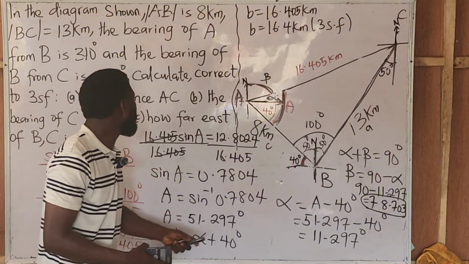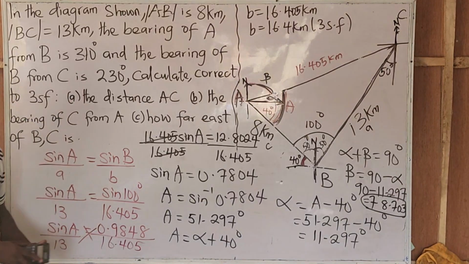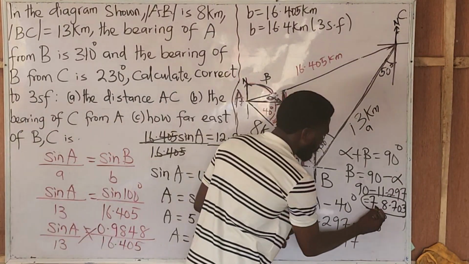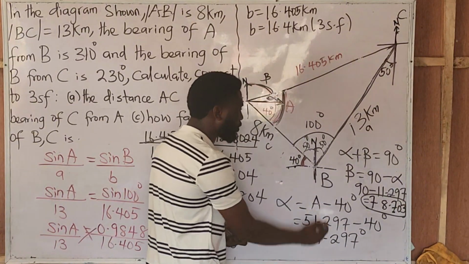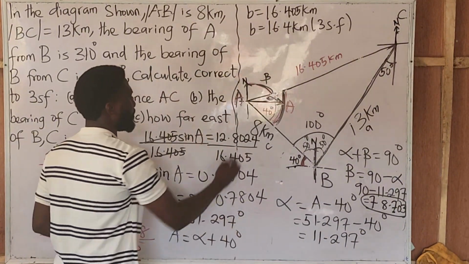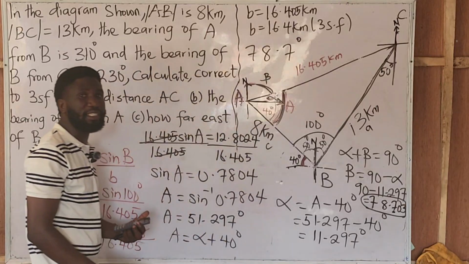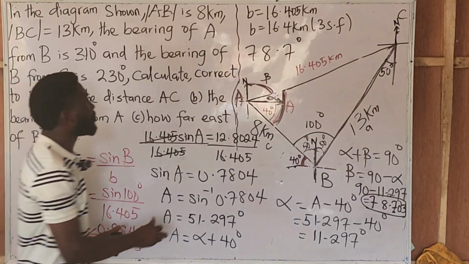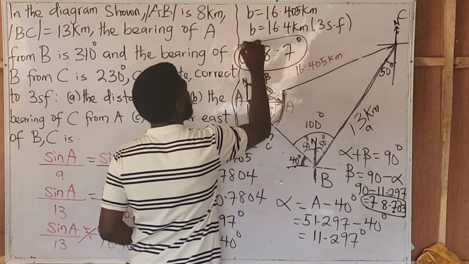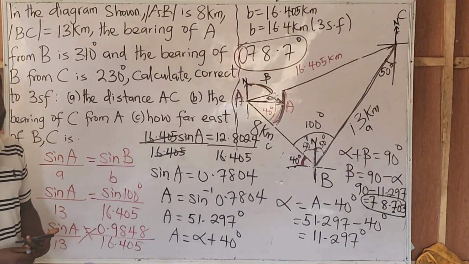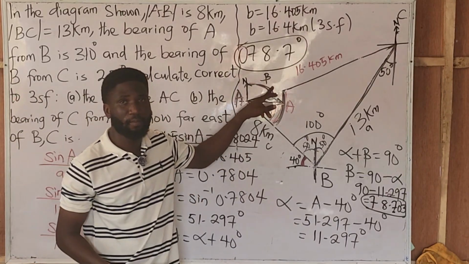78.703. But remember the question says you have to get your answer in 3 SF. So this now will be what? 1, 2, 3. So can this change? No. So we are going to have it about 78.7. That's 78.7 degrees. But remember it has to be in 3 digits. So this is going to give us 078.7 degrees. Do you understand that? So like I said, we needed to find this bearing.